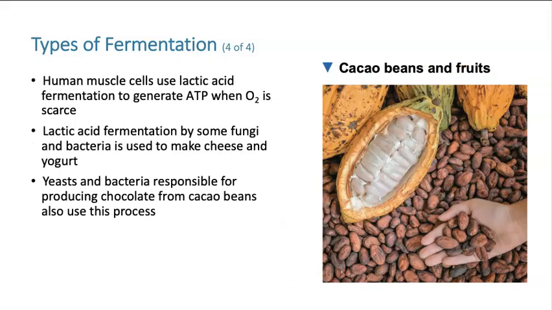Human muscle cells absolutely use lactic acid fermentation to generate ATP when there's not enough oxygen around. Lactic acid fermentation is also used by some fungi and bacteria, and we take advantage of that to make cheese and yogurt. Yeast and bacteria are also responsible for making chocolate. So these are some pretty important chemical processes in our lives.